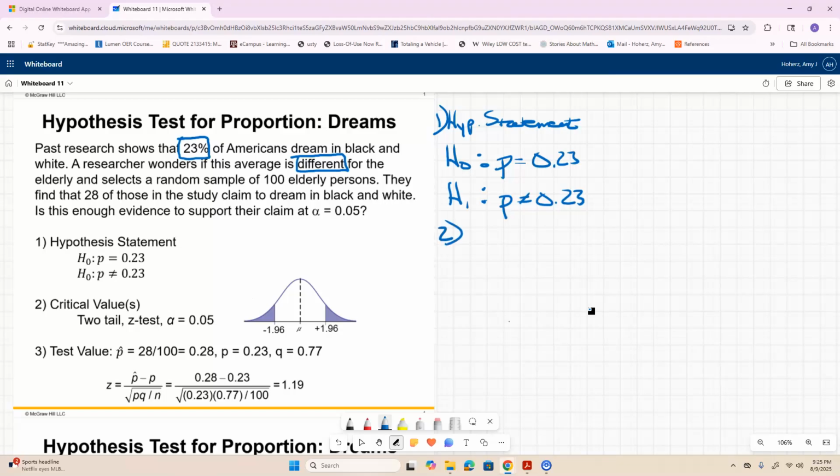Okay. They find that 28 of those in the study claim to dream in black and white. Is this enough evidence to support the claim at alpha equals 0.05? So let's see if we have all the info we need for our critical values. Now we're back to doing z because all proportions are z. So we know it's a z-test because proportion is always z. We have alpha equals 0.05. And then it's a not equals, so that means we're looking at both tails.